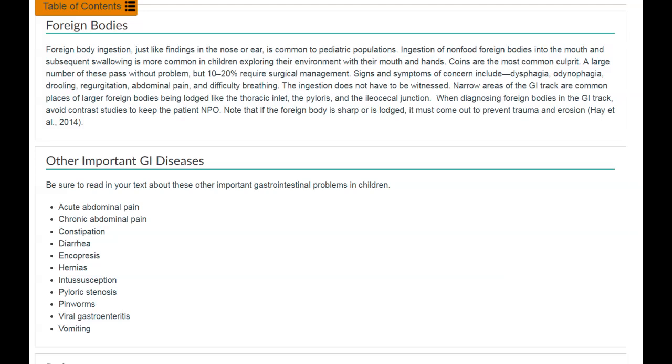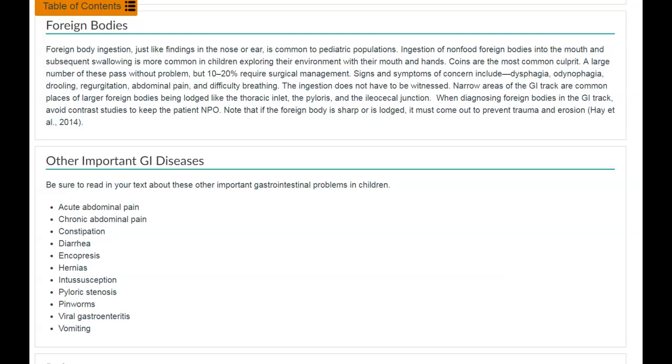Signs and symptoms of concern include dysphagia, odynophagia, drooling, regurgitation, abdominal pain, and difficulty breathing. The ingestion does not have to be witnessed. Narrow areas of the GI tract are common places for larger foreign bodies to be lodged, like the thoracic inlet, the pylorus, and the ileocecal junction. When diagnosing foreign bodies in the GI tract, avoid contrast studies to keep the patient NPO. Note that if a foreign body is sharp or is lodged, it must come out to prevent trauma and erosion.